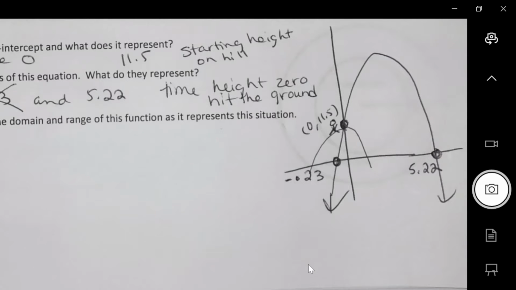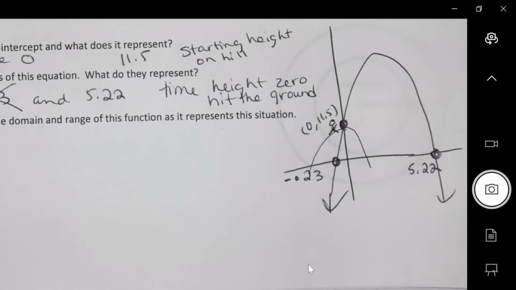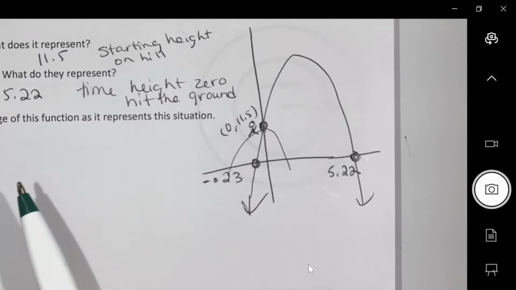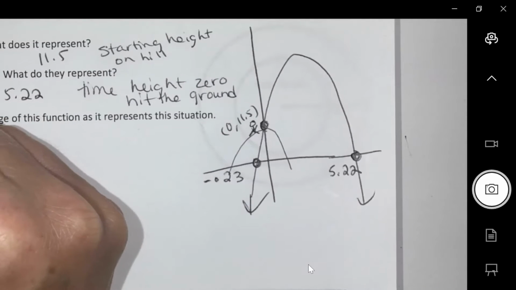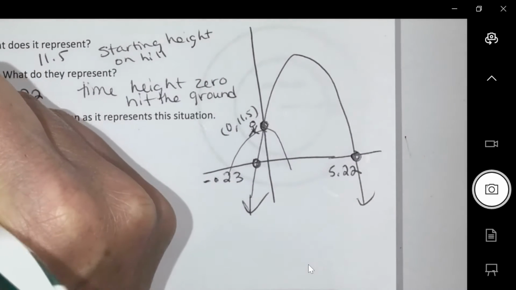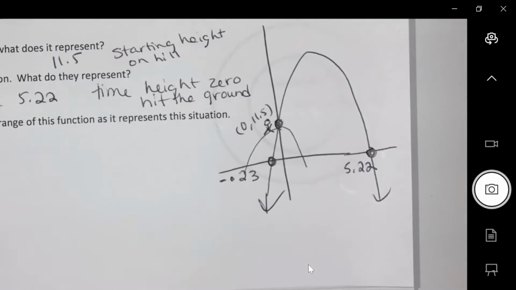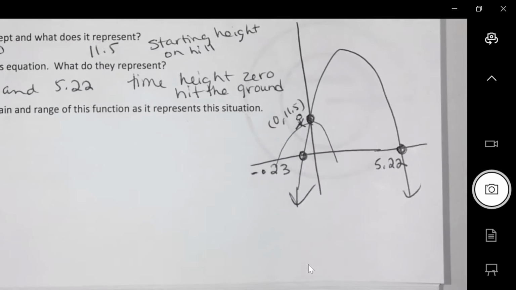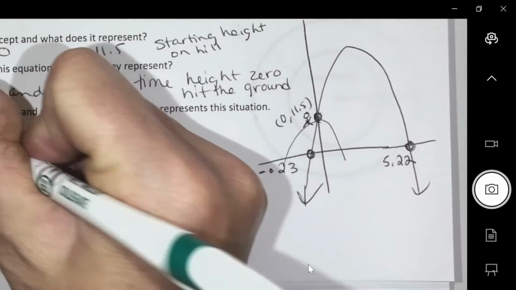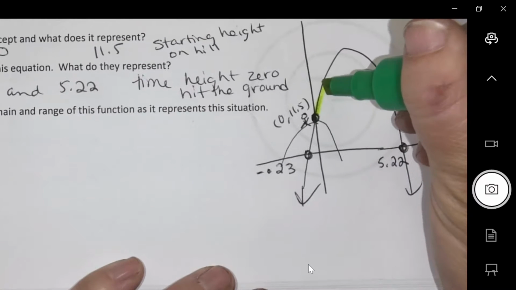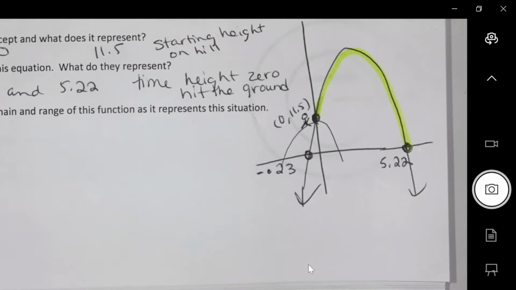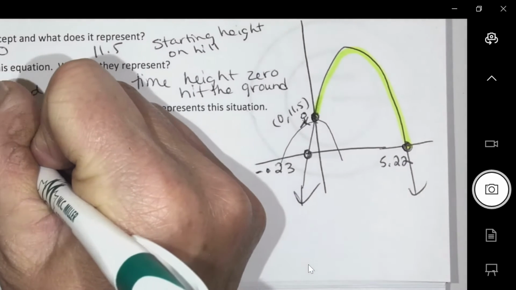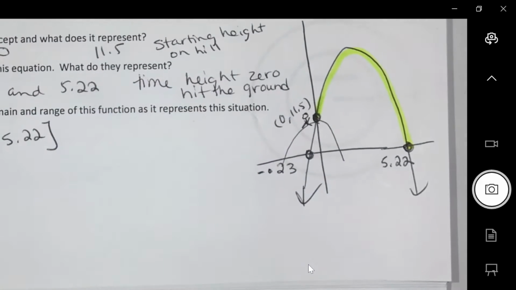Okay, what's the domain of this function? What's the range of this function? So domain is the time. So what is the lowest time we could ever be at? 0. This is where we start. And then the ball hits the ground and then we have to stop. So 5.22 seconds is when we stop this. Okay, we're not going to travel underground with the ball.